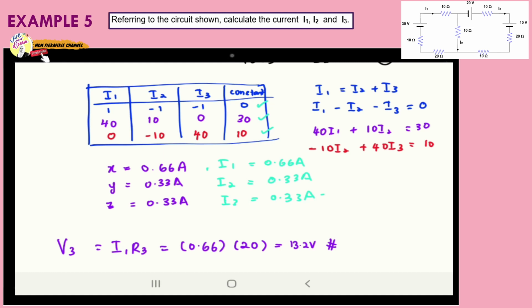For question number 6, I will show you the solution without the explanation. I think you can try first and you can check your answer here.